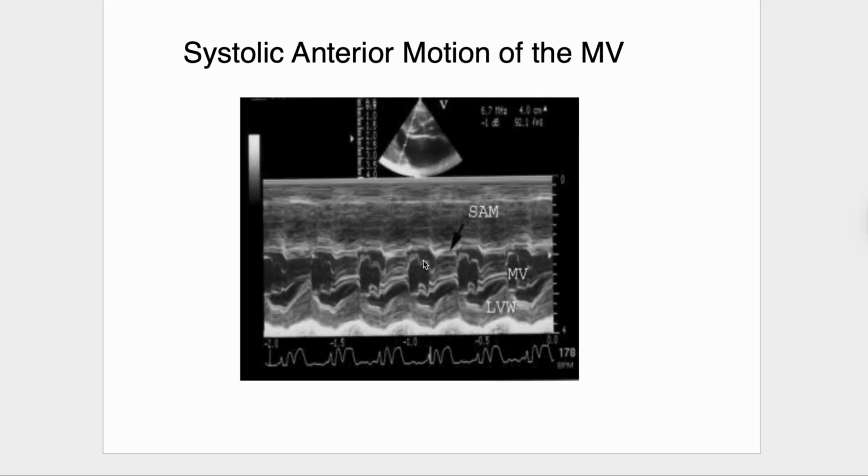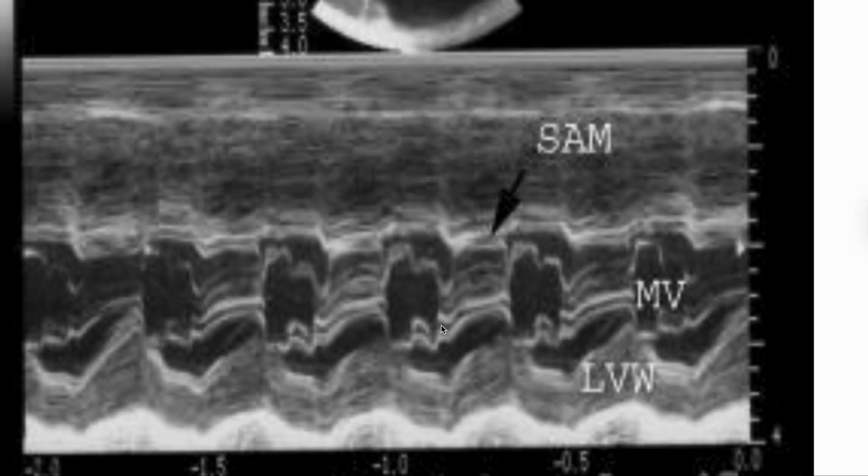This is what that looks like. You can see here, instead of being flat after the EA, you now see the anterior leaflet hitting the IVS. This whole thing is IVS. And then this up here is your RV, right?